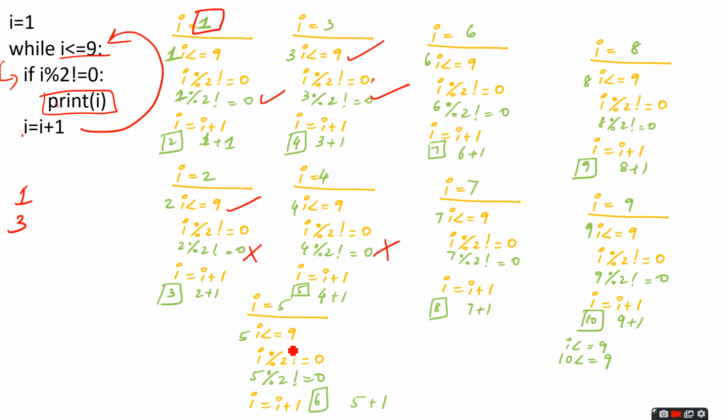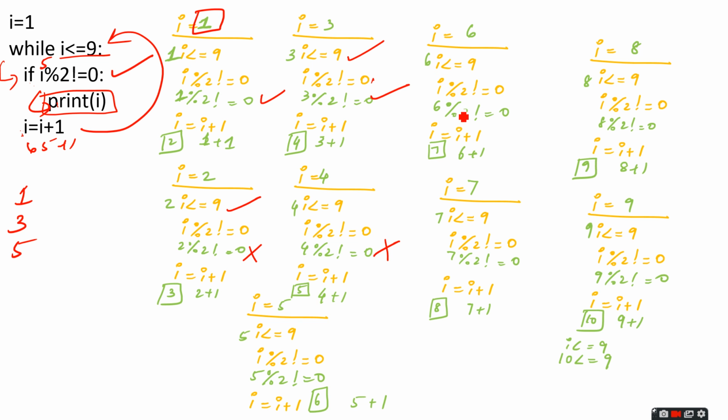We check 5 less than or equal to 9. The condition is true, then we check the if condition. When 5 is divided by 2, the remainder is not equal to 0. The condition is true, so print I. The value of I is 5. Then 5 plus 1 is 6. Now the value of I is 6. We check the same condition in the while: 6 less than or equal to 9, the condition is true.